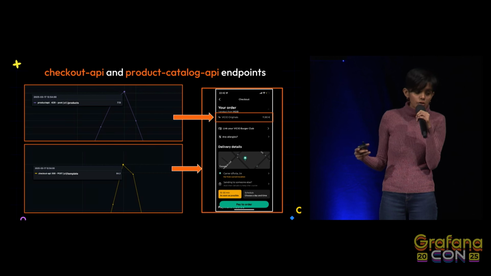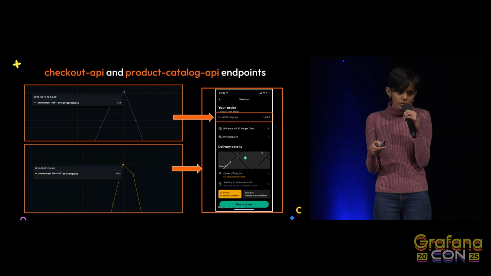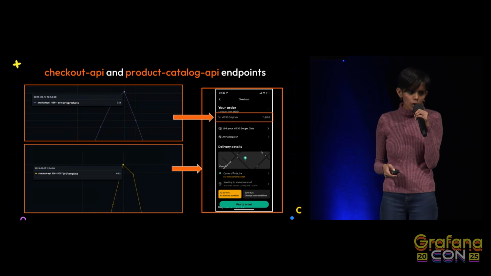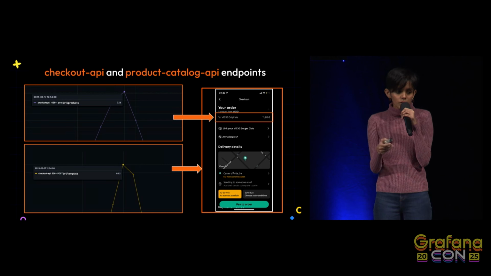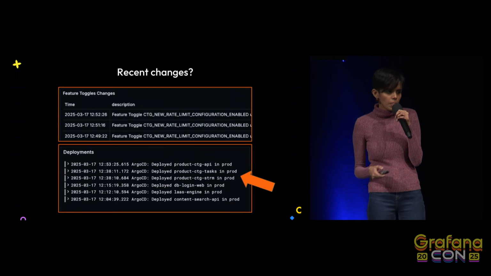We go further into the checkout RED dashboards. We find that one of its downstream dependencies, called catalog, failed because it was rate limiting checkout. For context, catalog is the service which gives the product information for the order.